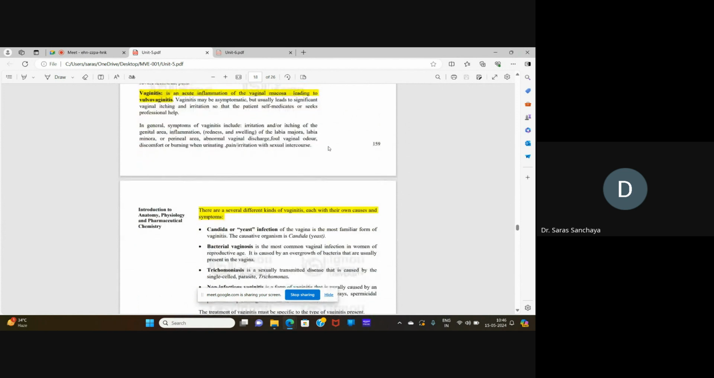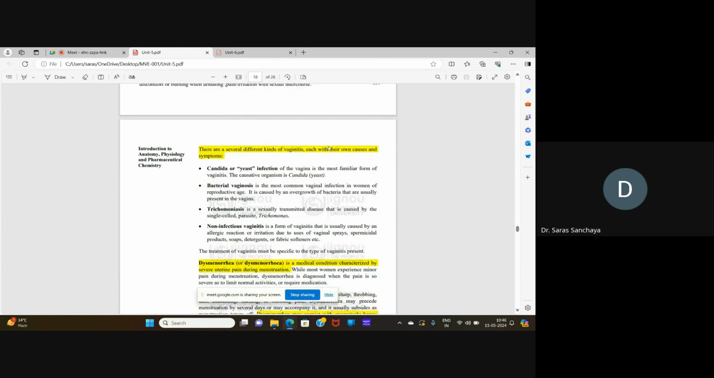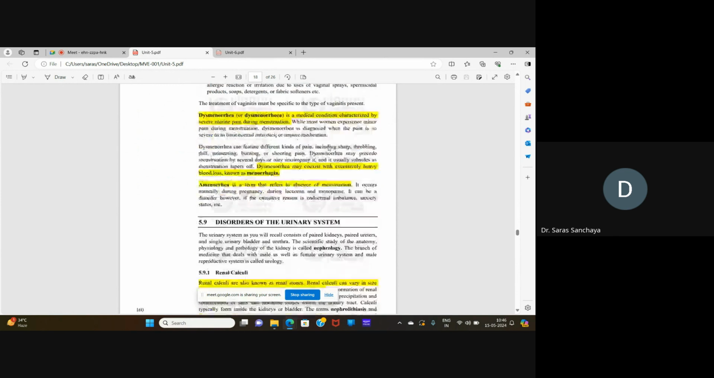Vaginitis, it is an acute inflammation of the vaginal mucosa leading to vulvovaginitis. There are several different kinds of vaginitis, each with their own causes and symptoms, like candida infection, bacterial vaginosis, trichomoniasis, or non-infective vaginitis. Then dysmenorrhea is a condition characterized by severe uterine pain during menstruation. Dysmenorrhea may coexist with excessively heavy blood loss, that is menorrhagia. Amenorrhea is a term that refers to absence of menstruation.